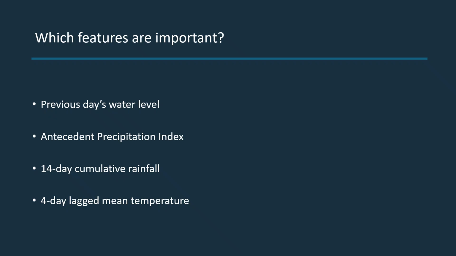In addition to the prediction, we also analyze which of the features of the input data are the most important from the context of prediction. We found the following features: the previous day's water level, a metric called antecedent precipitation index or API, which is computed from the precipitation level, a 14-day cumulative rainfall, and 4-day lagged mean temperature. And these features were determined to be the most important for the prediction task.